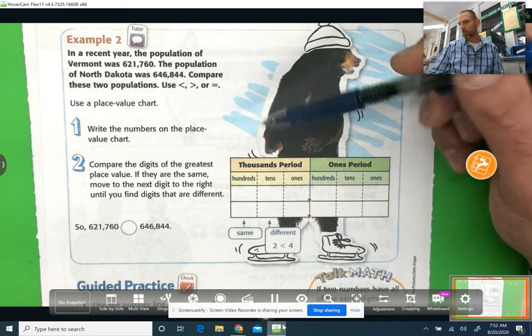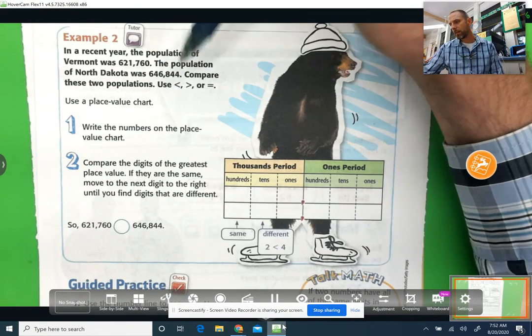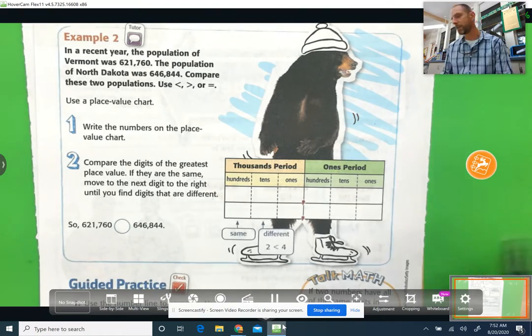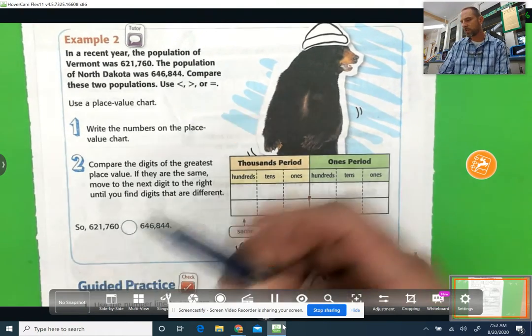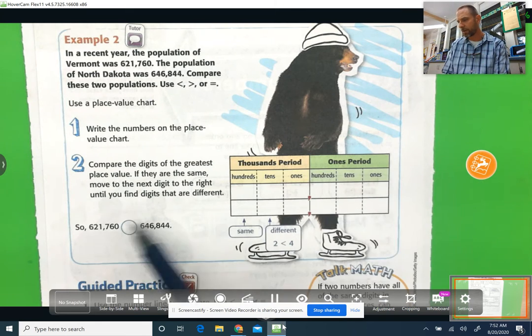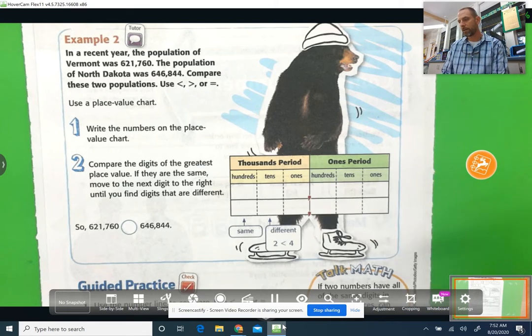We are going to start with the population of Vermont, and then we can move on to the population of North Dakota. That's just how many people live in each one of those states. So 621,760 into this place value chart. I've got 6 digits, and I've got 6 place value boxes that I can use.